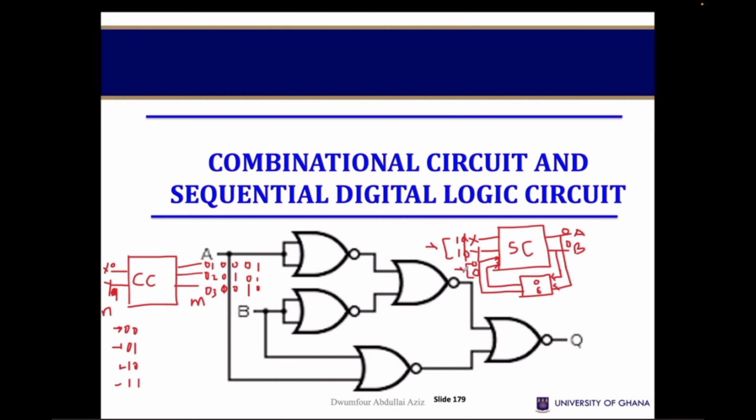But we know that in sequential, it is not just the current input that affects your current output, but also the past outputs. Is this clear enough to everyone? Yes, so that is basically what the combinational logic is, different from sequential.